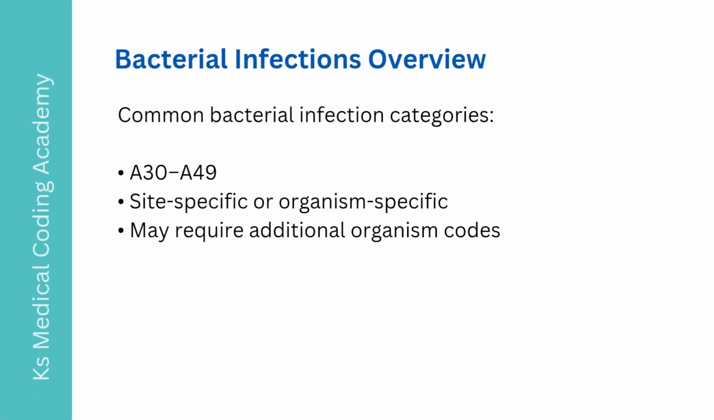Bacterial infections overview. Bacterial infections are commonly coded from categories A30 through A49. These codes may be site-specific or organism-specific. Many bacterial infections require additional organism identification codes.